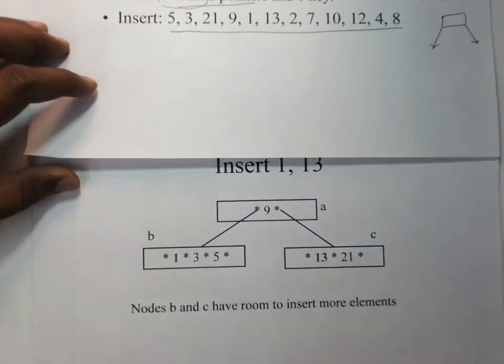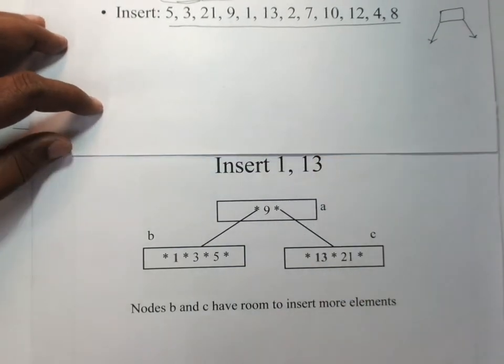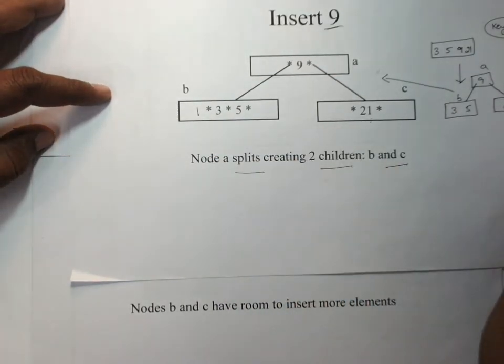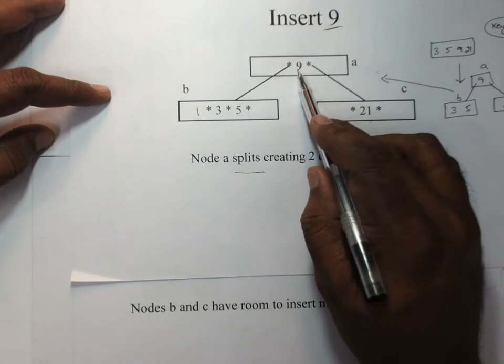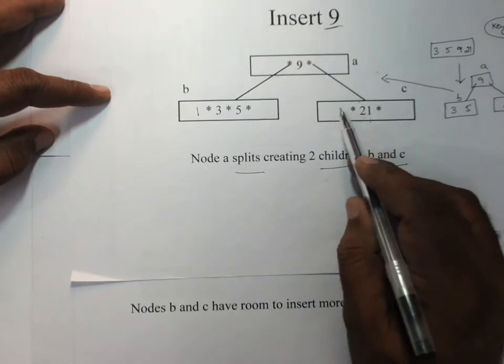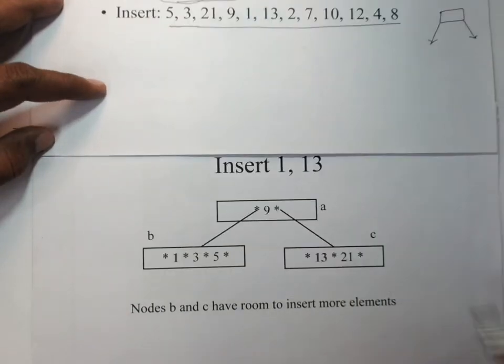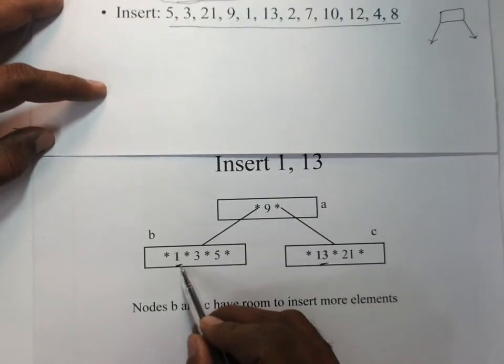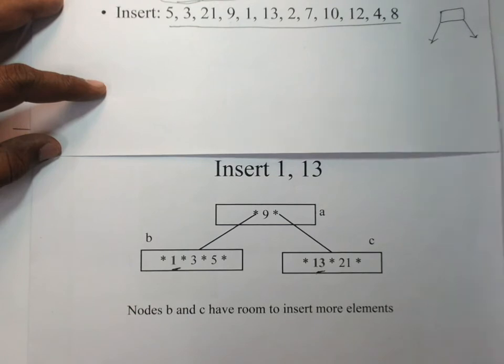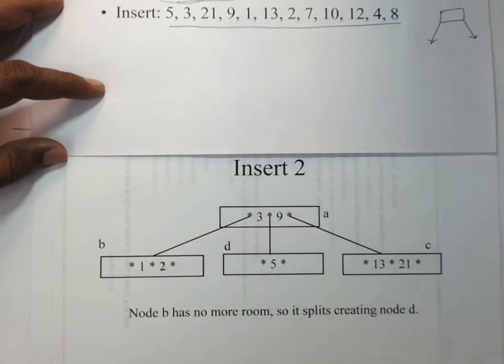Next is 1. So 1 can be inserted simply over here. And 13 is compared with 9, greater than, so move to the right side, and compare with 21, so move to the left side. So 13 is inserted in this one, and 1 in this one. You can see we are inserting one element at a time, and the next element is 2.